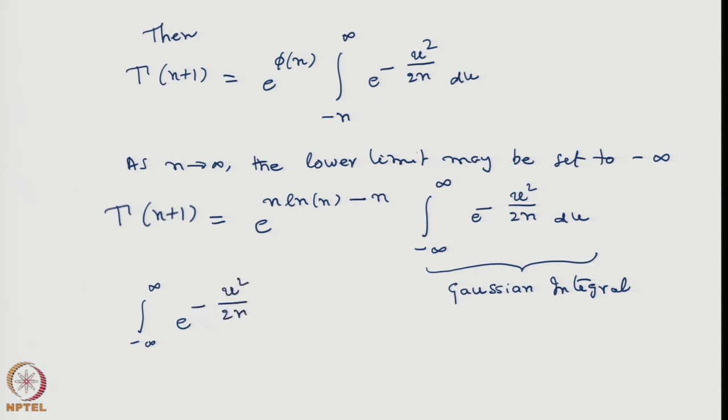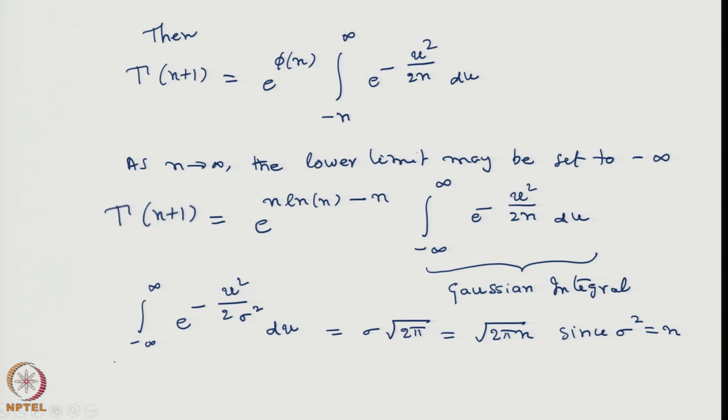In fact, most generally it is written as: if sigma squared is the variance of the distribution or function, then the integral is sigma root 2 pi. In our case, sigma squared is n, so sigma is root n, so it will become the square root of 2 pi n, since sigma squared equals n in our case.